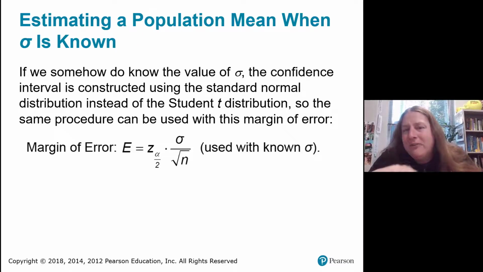So now let's talk for a little bit about what we do when we do know the population standard deviation. Because sometimes we do know the population standard deviation even if we don't know the population mean. When this is the case, instead of using the t-distribution, we can use the standard normal distribution. So to find our margin of error, we'll take z sub alpha divided by 2 and multiply it times sigma divided by the square root of n.